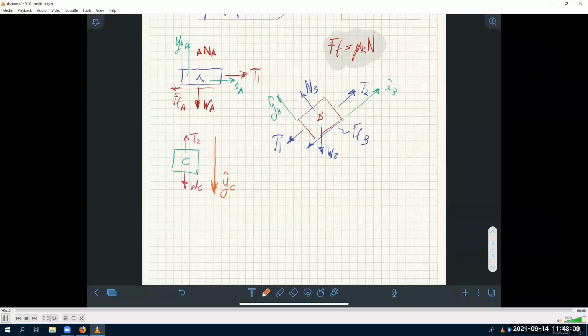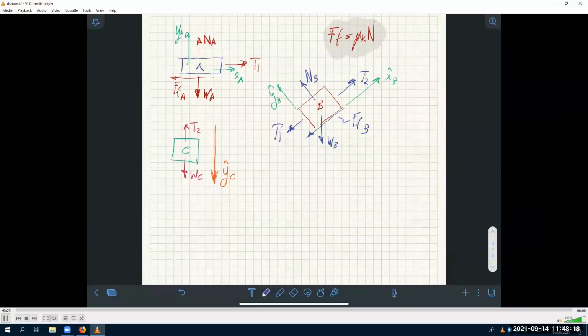So the physics part is done. Now we do the mathematics part. So let's start with body A. Body A has got 2 equations that we have to take care of. So first of all, do we need sum of moments anywhere?